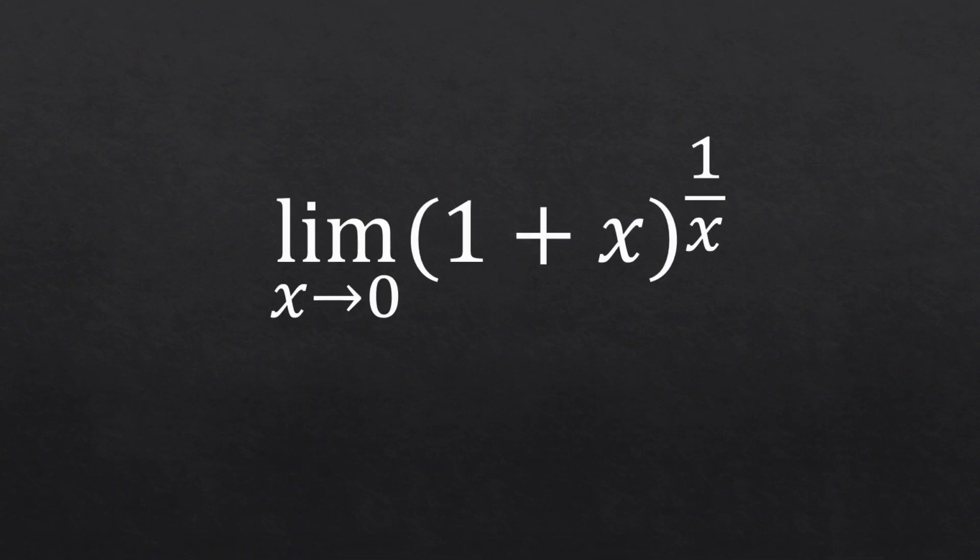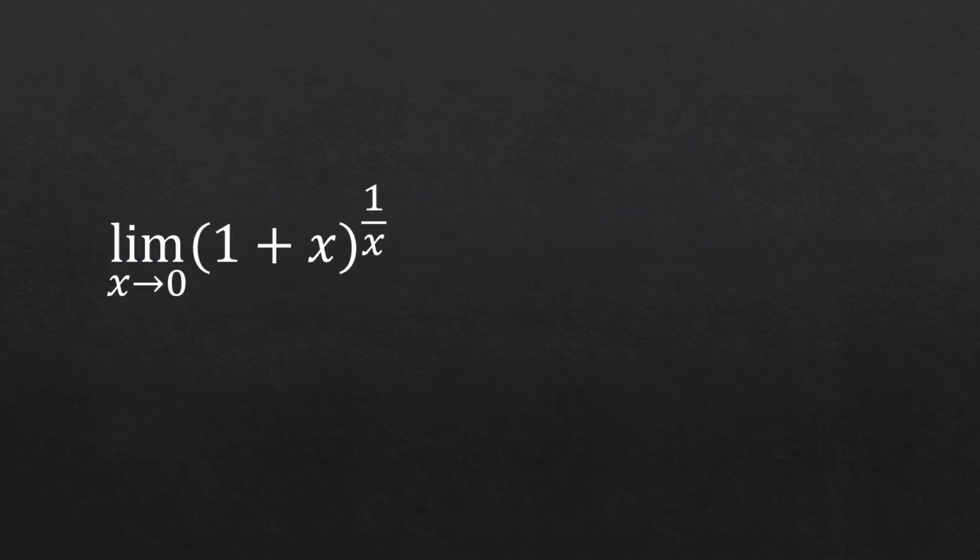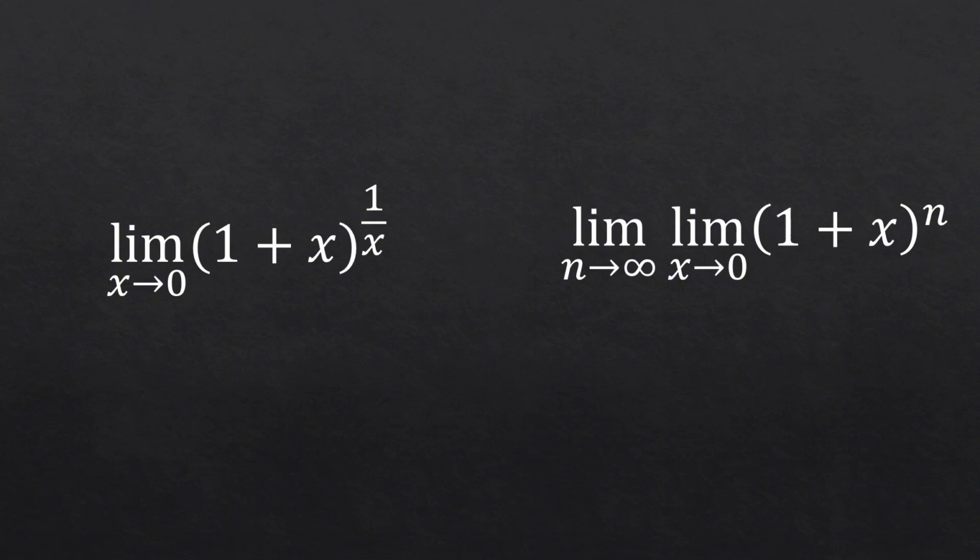Before we start, I want to introduce this expression, (1+x) raised to the power of 1 over x, when x tends to 0. These two expressions are remarkably similar. They both involve multiplying 1+x by itself many times. So today, let's also discuss the characteristics of these two expressions.